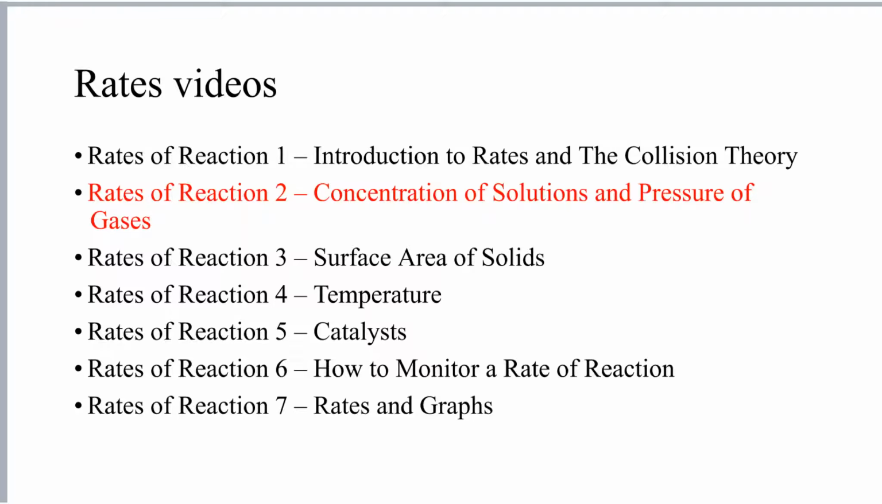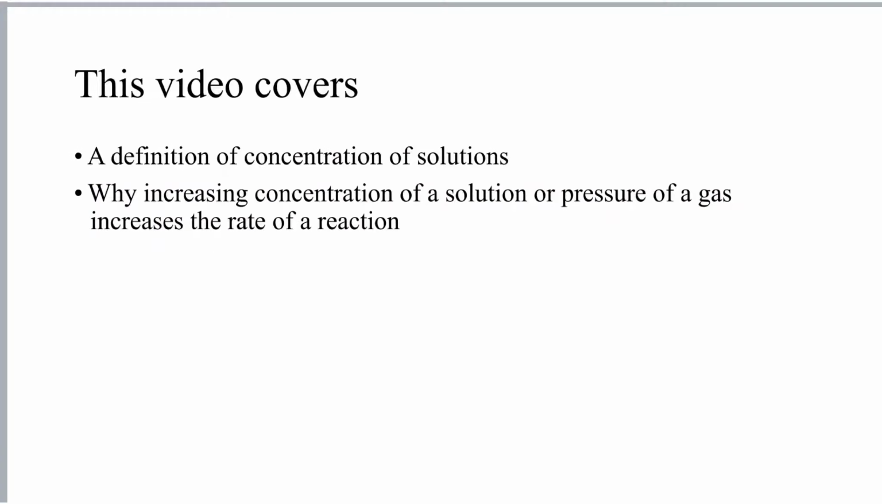Just to show you where we're going in the series, we're going to continue with surface area of solids, temperature, catalysts, how to monitor a rate of reaction, and then finally end up with rates and graphs. I'll start off defining what concentration means, and then we'll have a look at why increasing the concentration of a solution, or indeed the pressure of a gas, increases the rate of a chemical reaction.